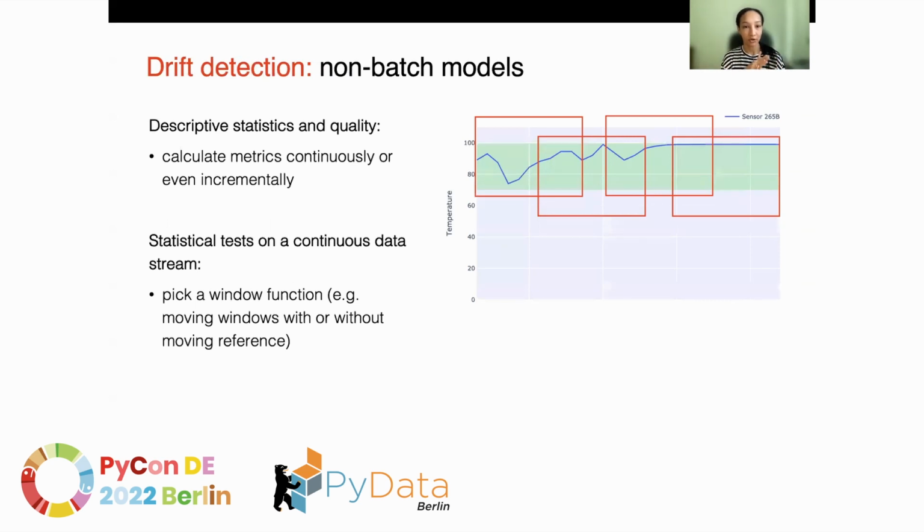The second question I want to tackle here is non-batch models, because for batch models, it's pretty straightforward. You just always have batches, which are data samples, and you can compare distributions between different batches. But when it comes to a continuous data stream, it's hard to compare something. And here I suggest picking some window function and generating samples by these windows. The questions here are: what is the size of these window functions? What are the steps, right, for moving this window?